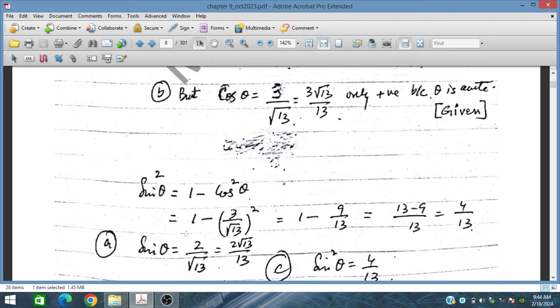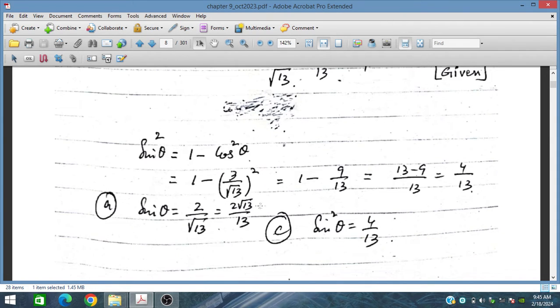Now we simplify it, and we have obtained sine square theta is 4 upon 13. On taking the square root on both sides, sine theta is equal to 2 upon root 13, or it is equal to 2 root 13 upon 13. Similarly, sine square theta can also be used directly in part C with this value.